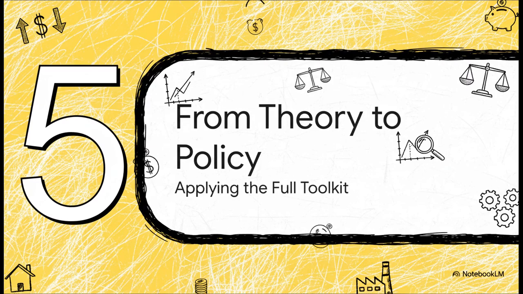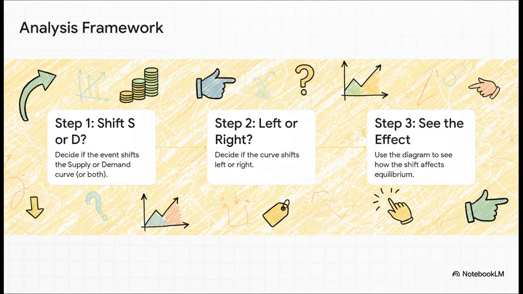Okay, we've done it. We've got the full toolkit: supply, demand, equilibrium, and elasticity. Now let's put it all together and see how these ideas are just absolutely essential for analyzing real-world public policy. This is where we go from the textbook to the real world. Our notes give us this beautifully simple 3-step framework for looking at any change in a market. Step 1, does the event affect the buyers or the sellers? Is it a demand or a supply thing?